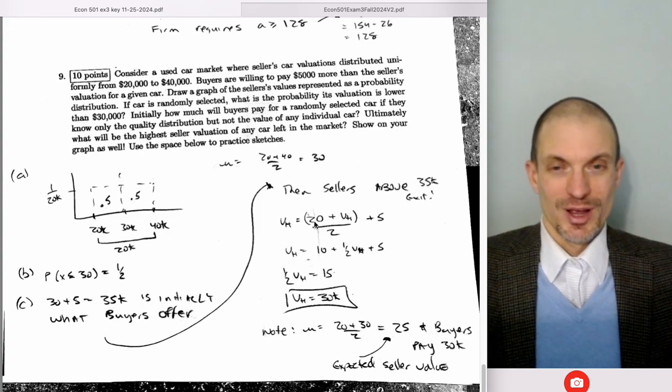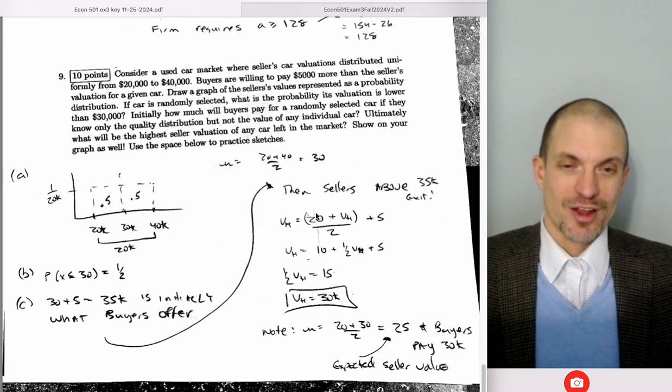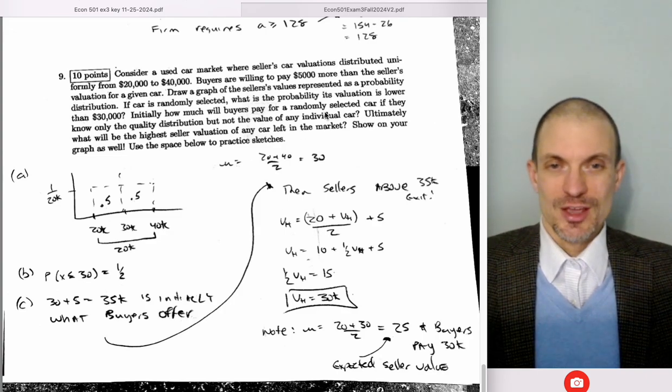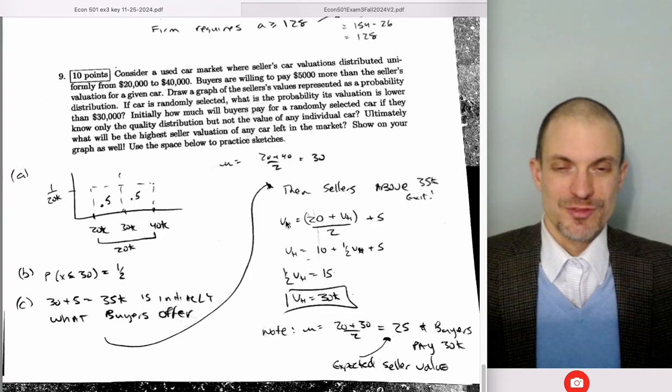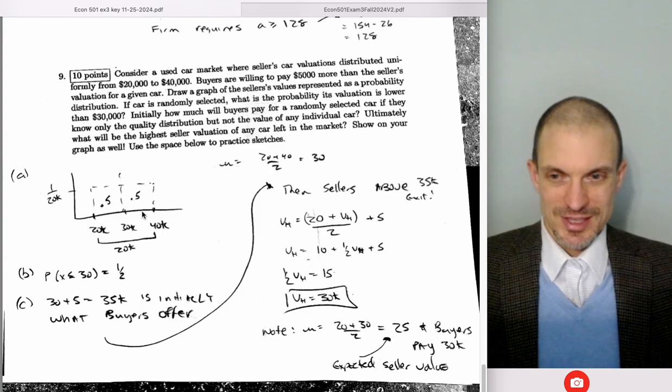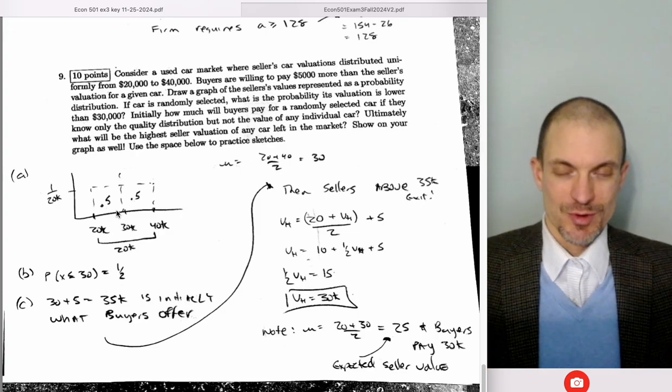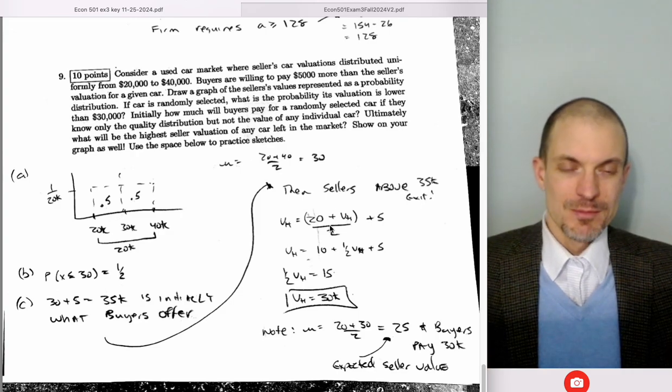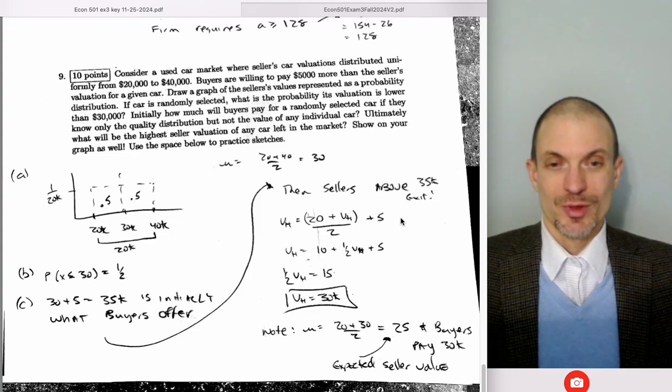Now what's going to happen? Well, the expected value has to crash down as well in response. And so then I say, okay, what will be the highest seller valuation of any car left in the market when this is all said and done? To find this, I'm going to say VH is the highest valuation remaining in the market, and then (20 plus VH) divided by 2, plus 5, gives us the expected value plus 5. So the expected value is going to be 20,000 plus VH, halfway in between, wherever that stops. That's the seller's valuation of a randomly selected car on that interval. But buyers are willing to pay 5,000 more, so we'll add 5 there.